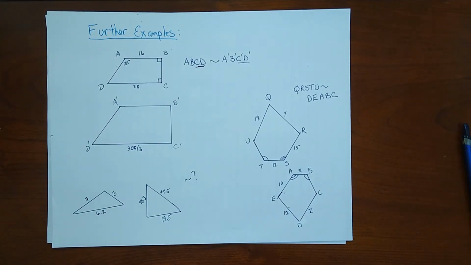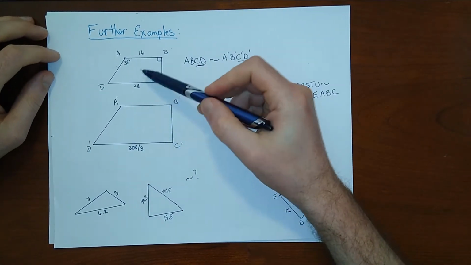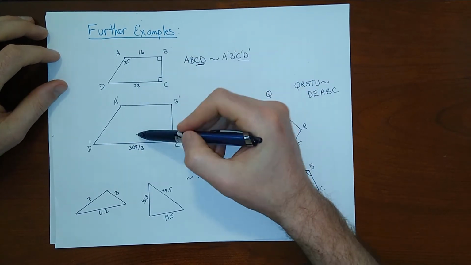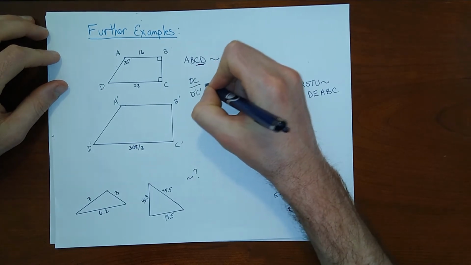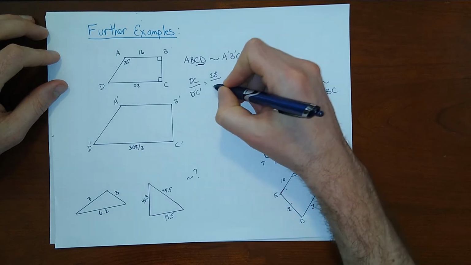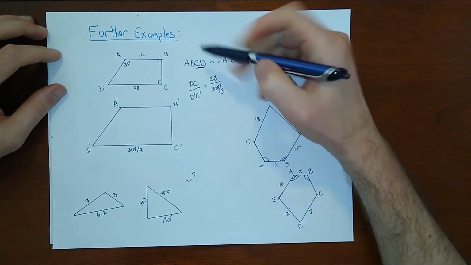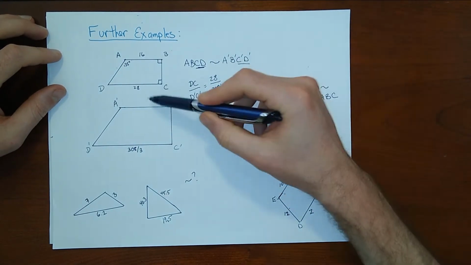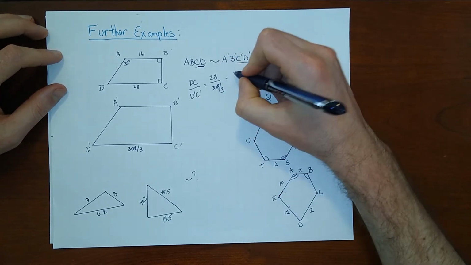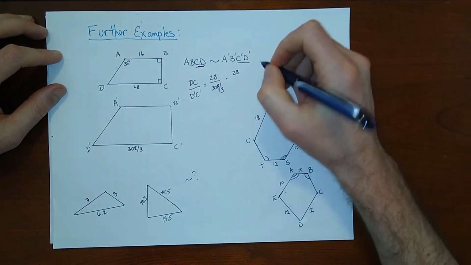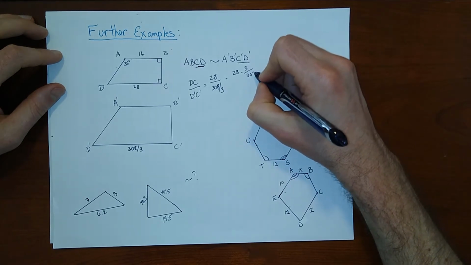I can write this ratio either way. I'm going from the smaller one to the larger one here mostly, so I'm going to write it this way: DC over D prime C prime is 28 over 308 over 3. Okay, so this is my scale factor, this comparison between these side lengths. Now I will try to reduce it and make it simpler if I can. So let's try that. 28 divided by 308 over 3 is the same as 28 times 3 over 308.